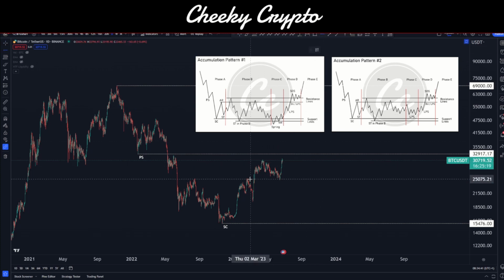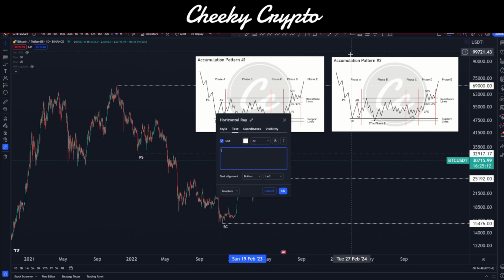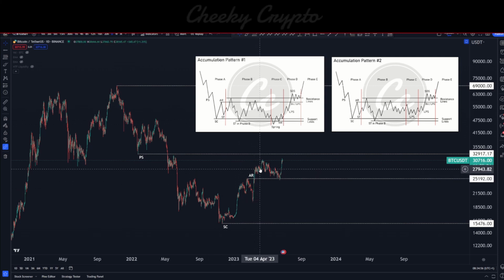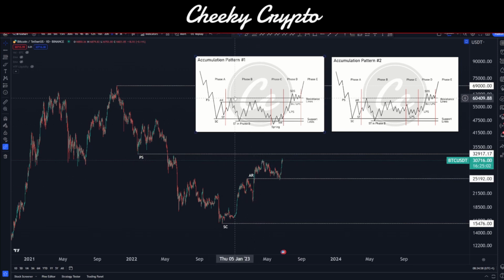So it looks like we might be able to see our automatic rally coming into around about here at the 25k range, which means we can then go ahead and throw in an automatic rally just there. Okay, then of course we push back down, and then we start to come on up again. And this is where the resistances are coming in. Now the resistances are more aligned to preliminary support.